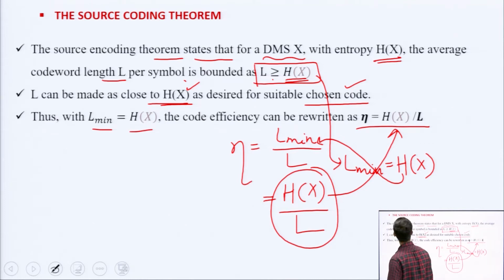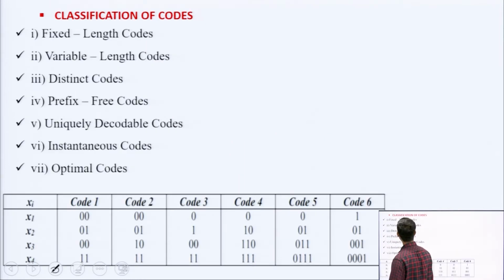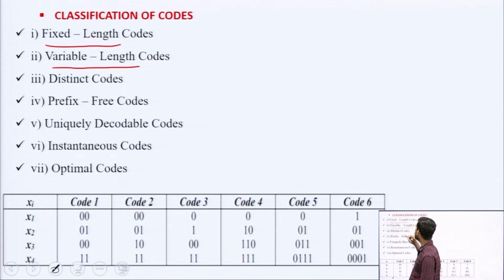So, this is your source coding theorem. Different types of codes are there. Before proceeding, I am going to give some glimpse about the different types of codes. First one is your fixed length code, second one is your variable length code, next one is your distinct codes, fourth one is your prefix free codes, next is uniquely decodable codes, then next one is your instantaneous codes, and last one is your optimal codes.